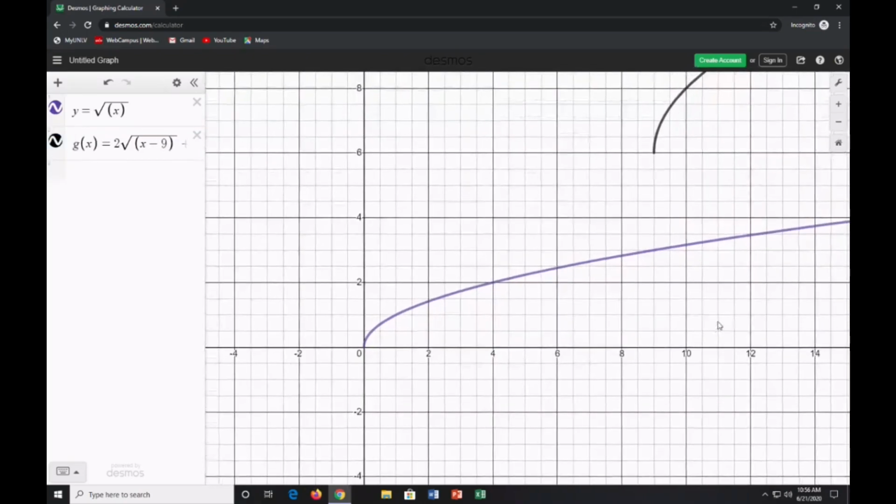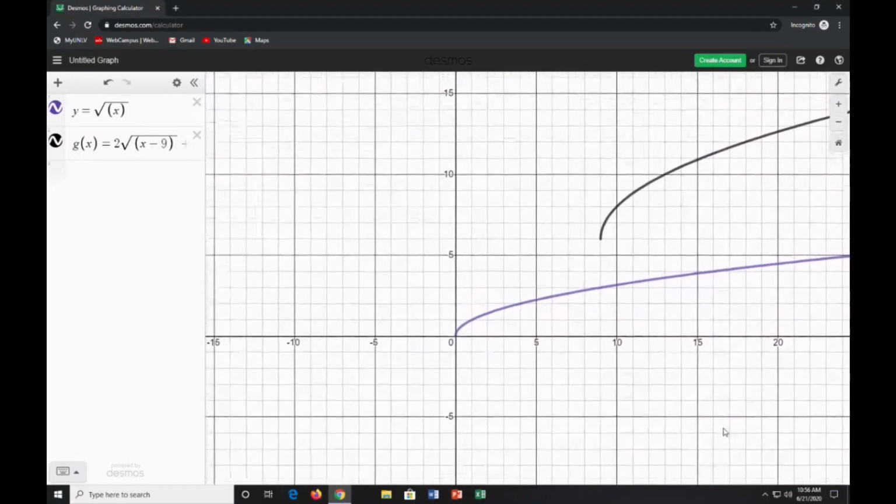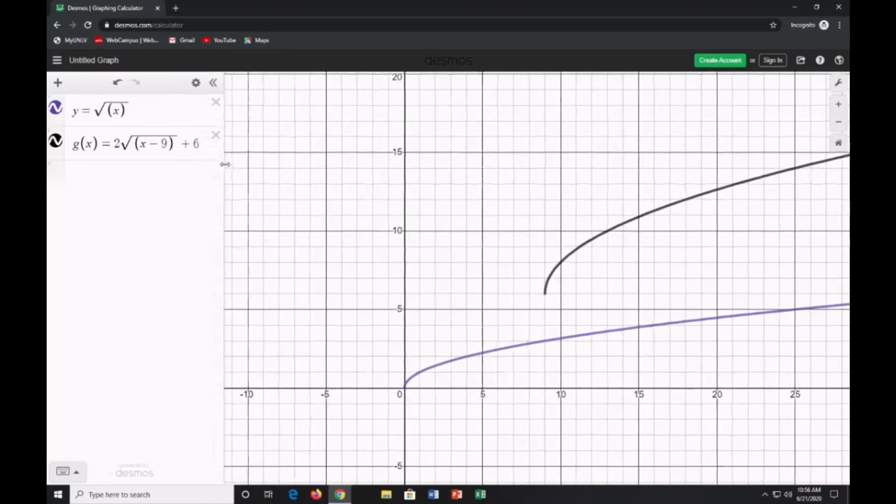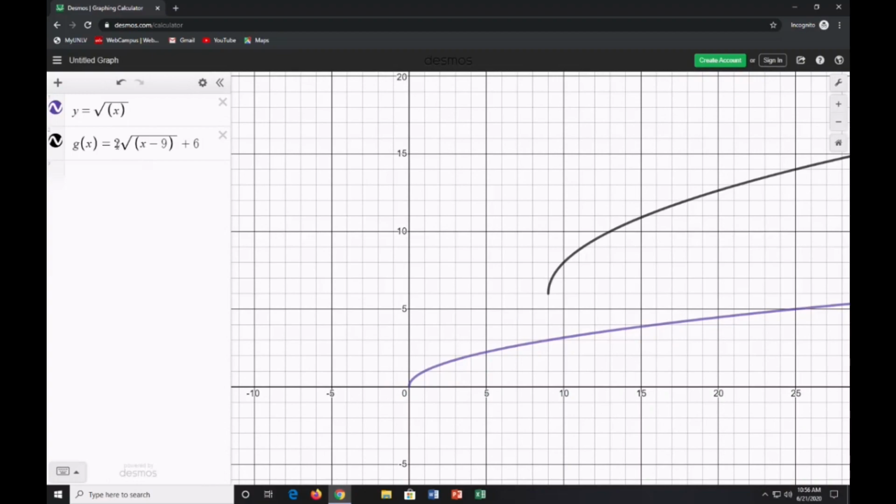And let me zoom out so you can see both. So look at the impact that this 2 has had on the graph of the purple, or the original one. The square root of x function is the purple one. Now g of x has a 2 in front, so what that did, it stretched this graph closer to the y-axis. If you compare the purple and the black curves with each other, the black curve is closer to the y-axis. I mean, it's leaning more to the left, towards the y-axis.